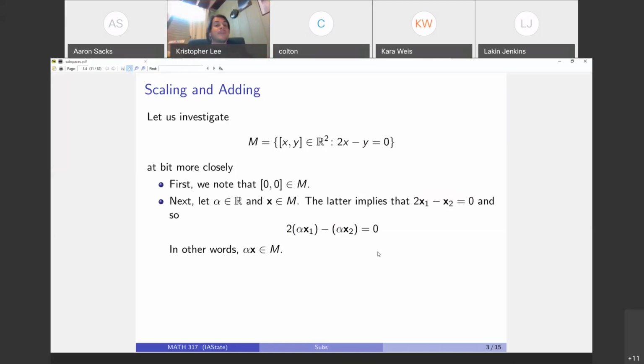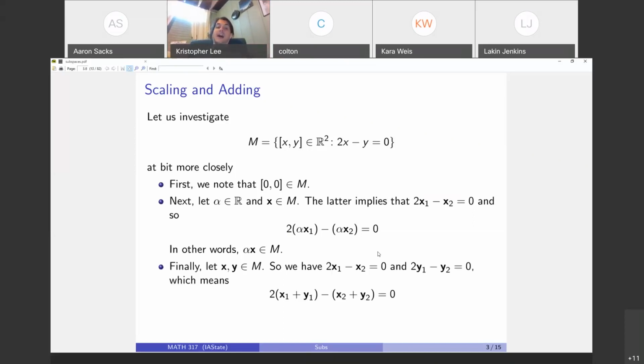All right, let's keep going. So take two elements, x and y. They'll have to satisfy the equations, right? If you're in the set, you satisfy this property. So I've got these two equations, adding them together, 0 plus 0 is 0. And factoring out the 2's and rearranging everything, here we see the first coordinates added together, the second coordinates added together, and they satisfy the required equation to be in the set. So their summation will belong to M.